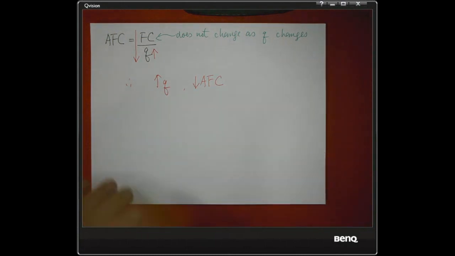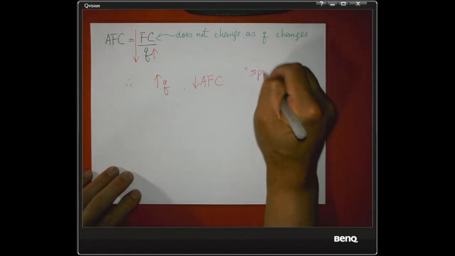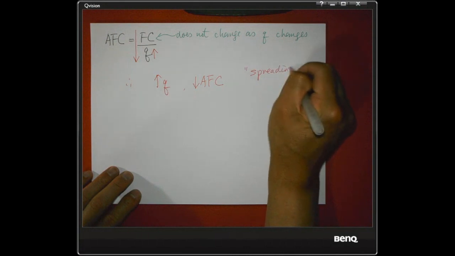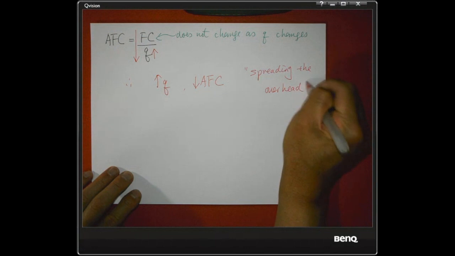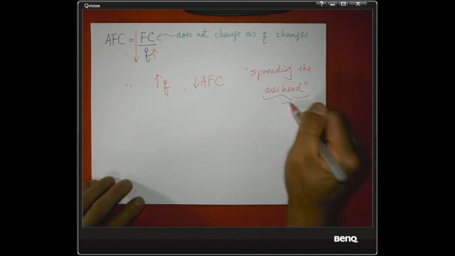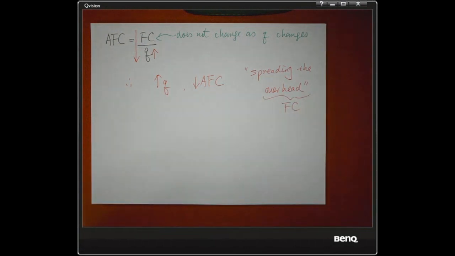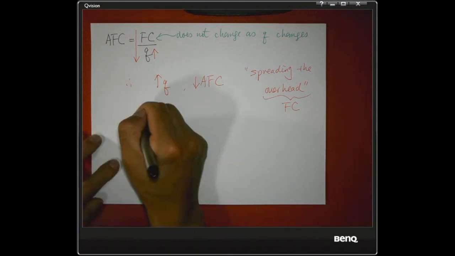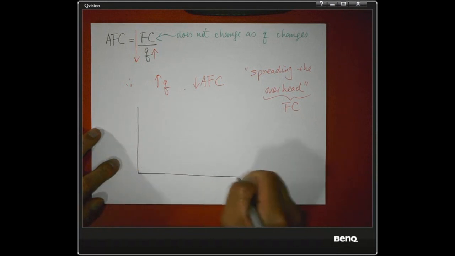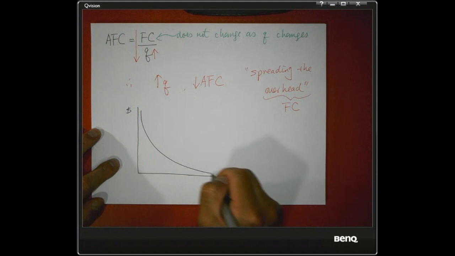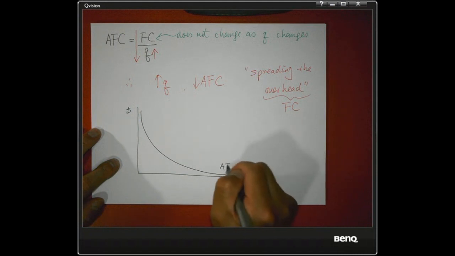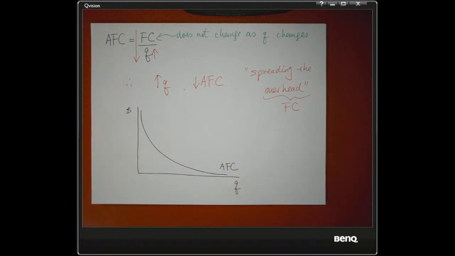In accounting, this is called spreading the overhead, the overhead being the fixed cost. Yes, it is downward sloping. So if we plot this out, this is what the average fixed cost would look like.